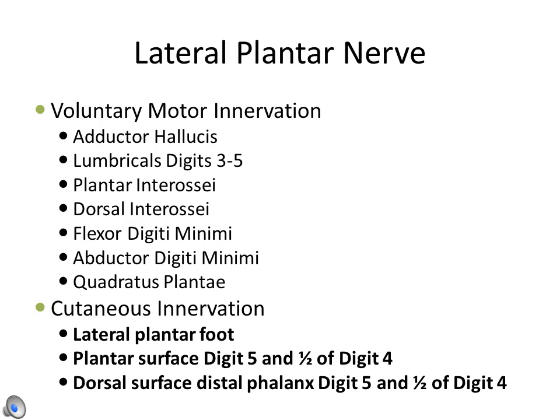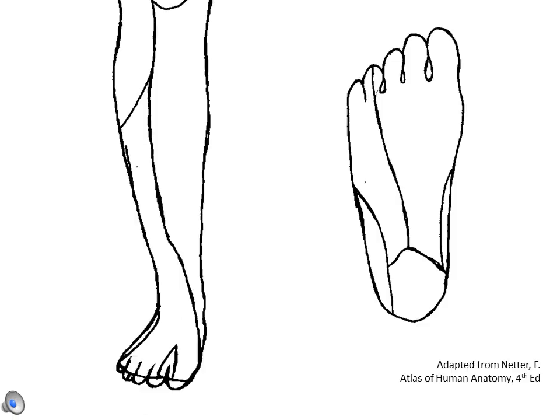The cutaneous innervation of the lateral plantar nerve is the lateral plantar foot, the plantar surface of digits 5 and half of digit 4, and the dorsal surface of the distal phalanx of digit 5 and half of digit 4. Pause the lecture to draw in the cutaneous innervation of the lateral plantar nerve. How does your drawing compare?